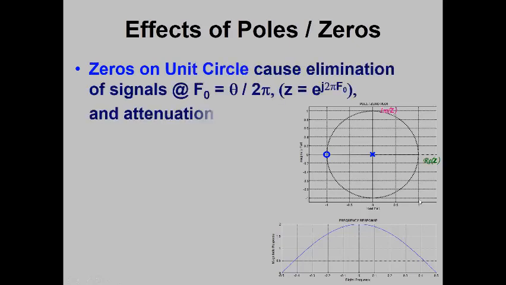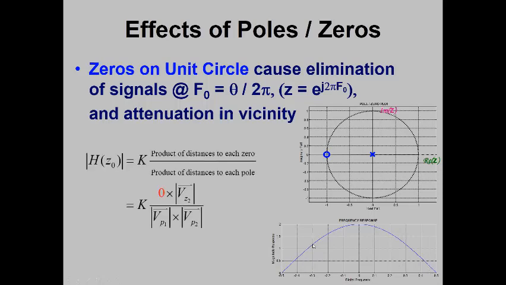So zeros on the unit circle cause complete elimination of signals, complete filtering, complete removal, and pull down the response nearby, pulling down that rubber sheet. If we think of the graphical method, that's so because we have a zero distance in the numerator. The distance from that zero to that operating point at z equals -1 is 0, and so the magnitude has to be 0. And as we go around and get closer and closer to it, this numerator term is getting smaller and smaller, pulling us down.